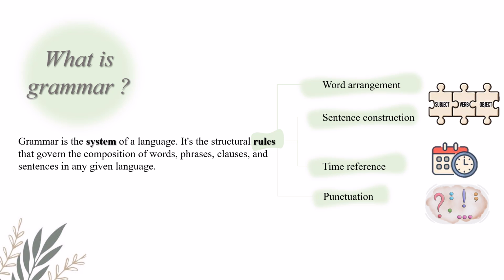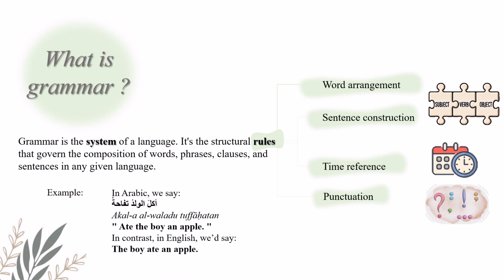Now, here's something interesting. Every language has its own unique grammar. Let's take the case of Arabic and English as an example. So in Arabic, many sentences begin with a verb, then they are followed by the subject and the object. As shown in the example, أكل الولد تفاحة, which literally translates to ate the boy an apple. But in English, we flip that around. We usually start with the subject, then the verb, and then the object. So we would say, the boy ate an apple.